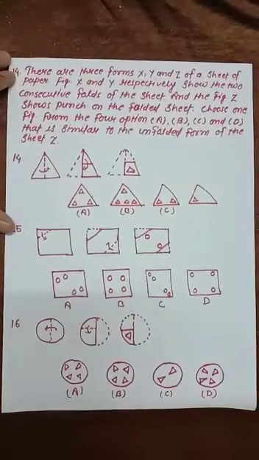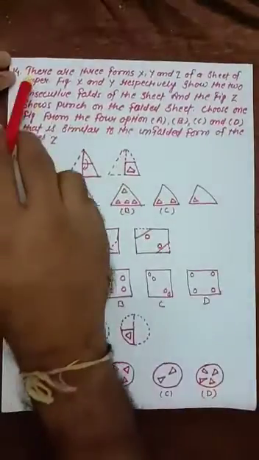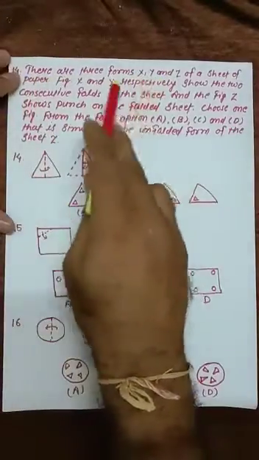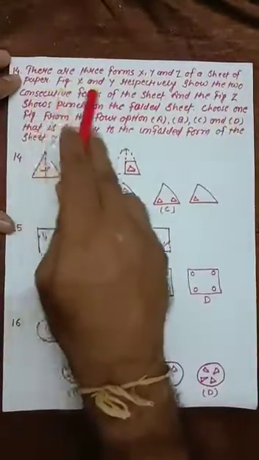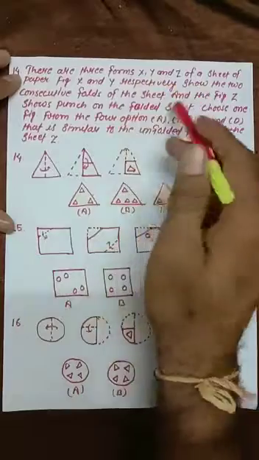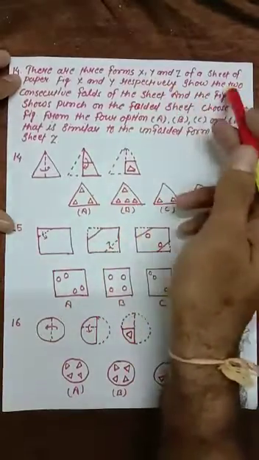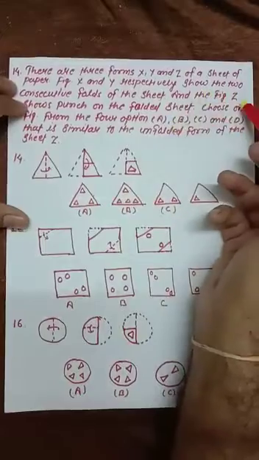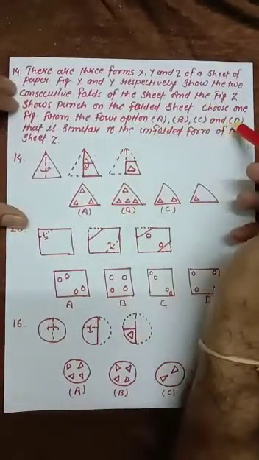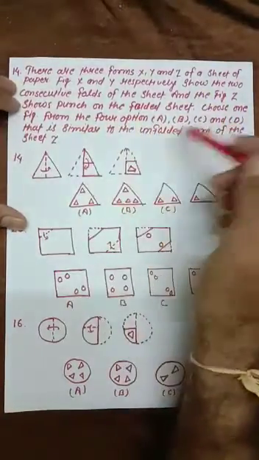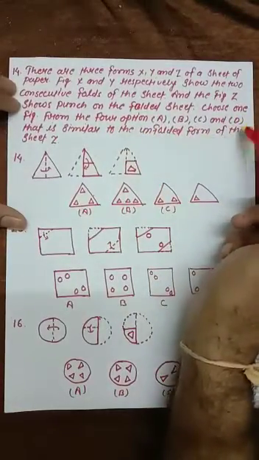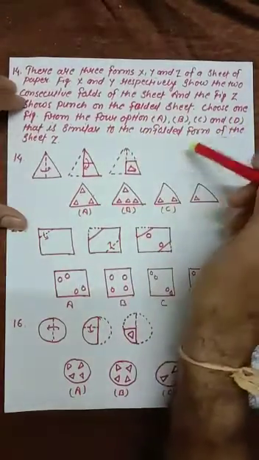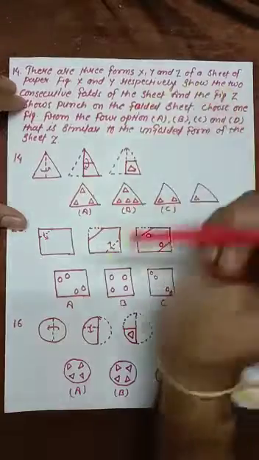Now come to the next question. In the next question, they are saying that there are three forms X, Y, Z of a sheet of paper. Figures X, Y, and Z respectively show two consecutive folds of the sheet, and figure Z shows the punch on the folded sheet. Choose one of the figures from the four options A, B, C, and D that is similar to the unfolded form of the sheet Z.